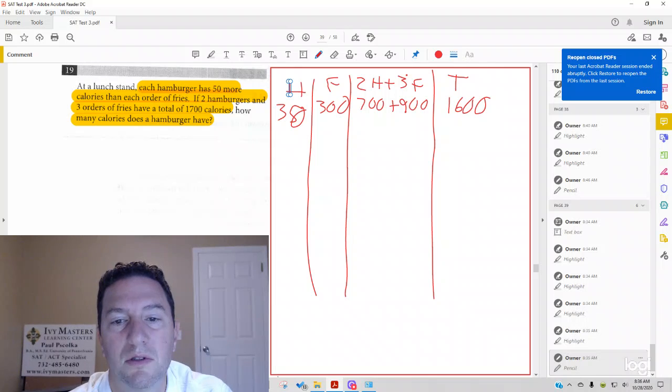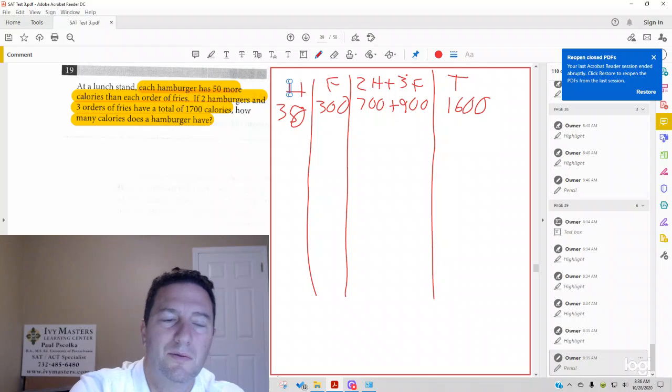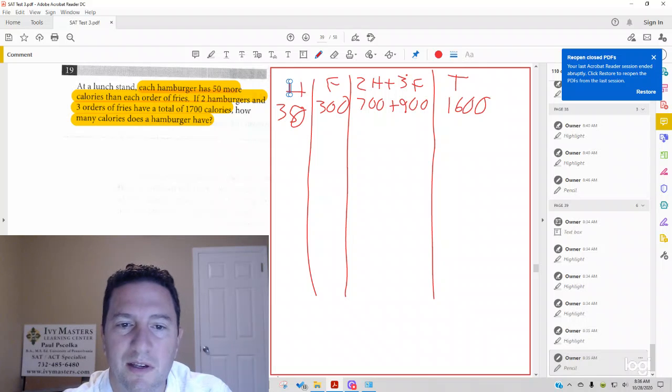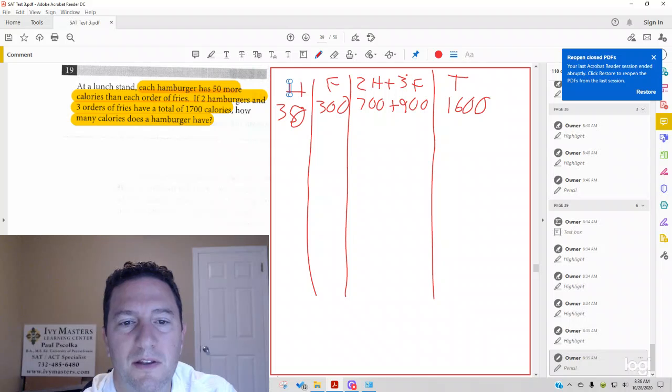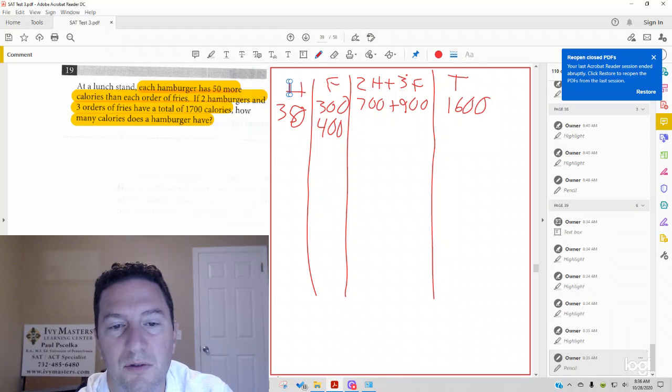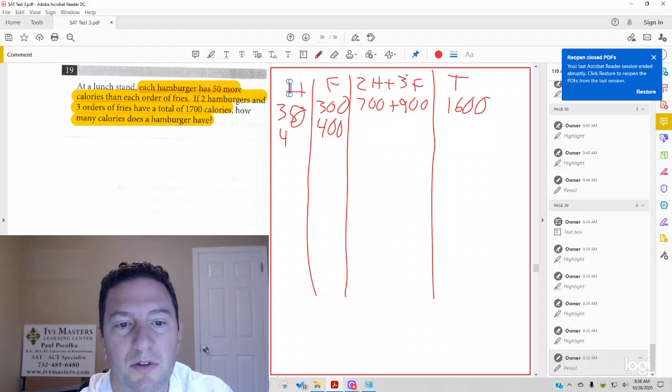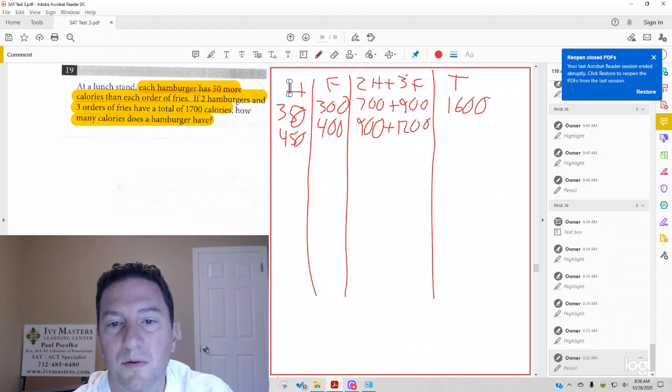Actually, we're close. So then what you could do is ramp up your order of fries. Let's say you're not sure exactly what it would be at this point. We need more calories. We need 1,700. We're at 1,600 right now. And let's say you make your fries 400, in which case hamburger is going to be 450. So now 2 hamburgers is going to be 900 calories, 3 orders of fries is going to be 1,200 calories, and when you add them up, you get 2,100 calories.